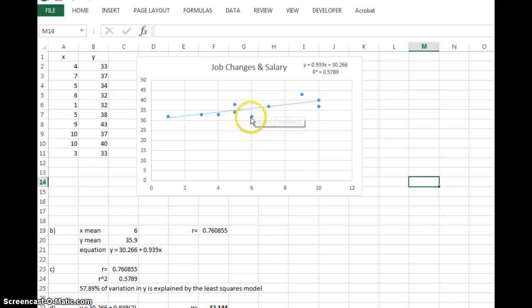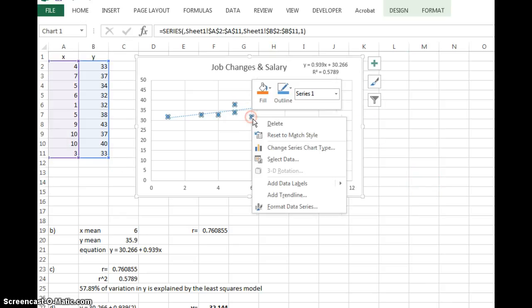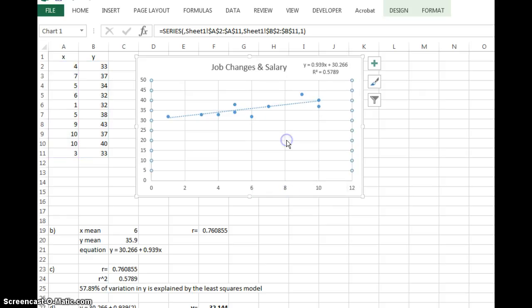And then if you click on a data point, any point in there, you can right click and add the trend line. And it produces that least squares line, which is the line closer than any other line is to the data points. So any other line you drew would be a worse fit. This is the best possible fit of a line for these data points.